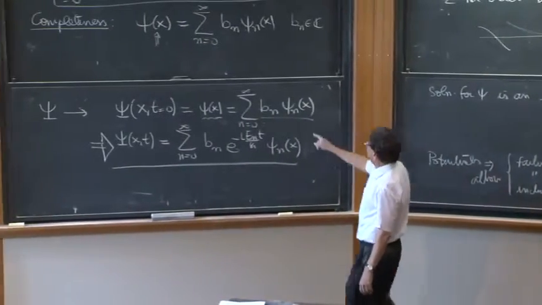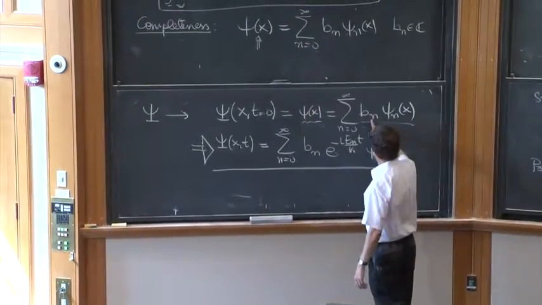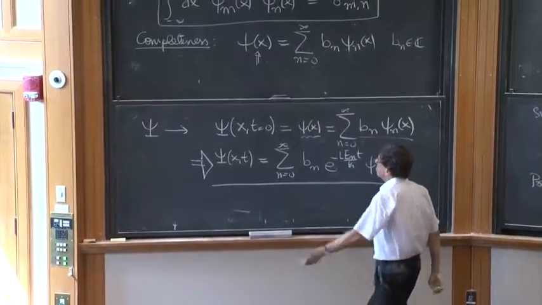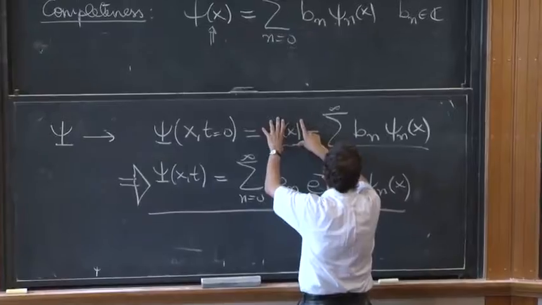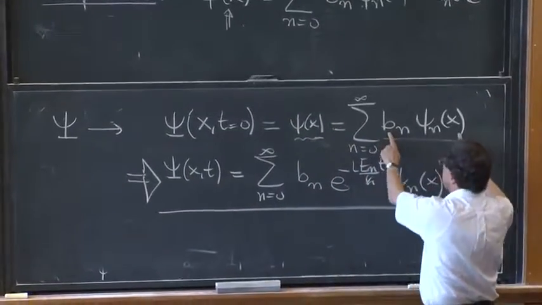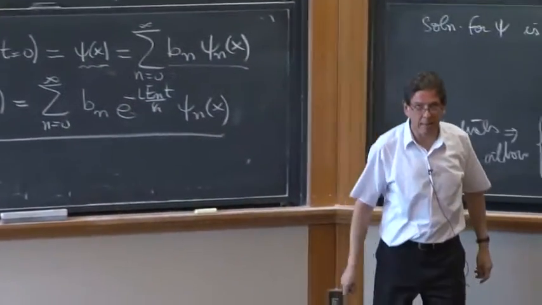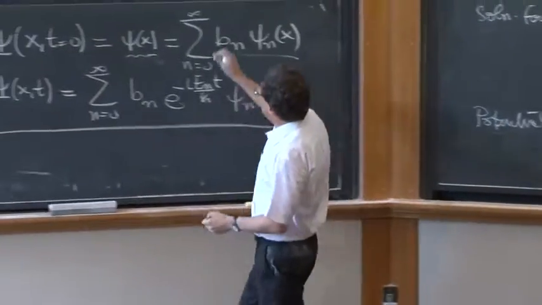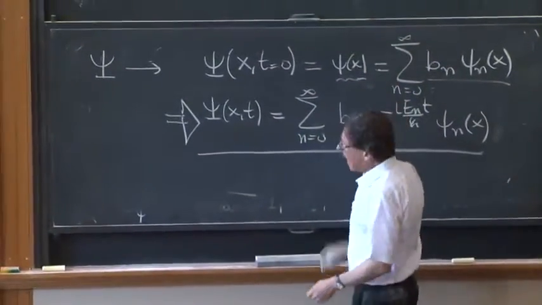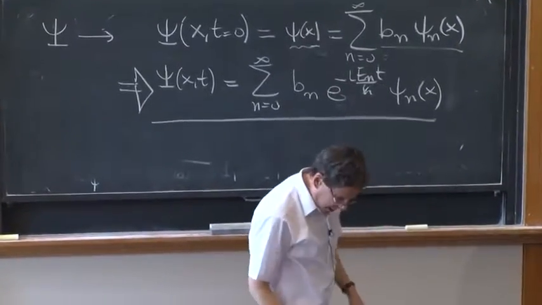It all depends, of course, on having found the coefficients Bn. Because typically, at time equals 0, you may know what the wave function is, but you may not know how to write it in terms of these coefficients Bn. So what do you do then? If you don't know those coefficients, you can calculate them. How do you calculate them?